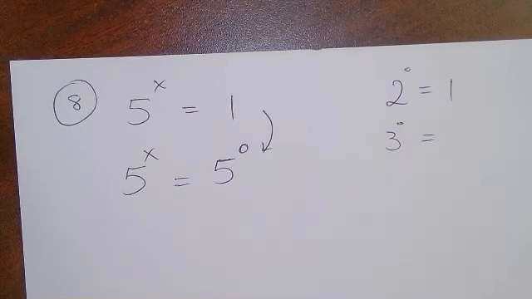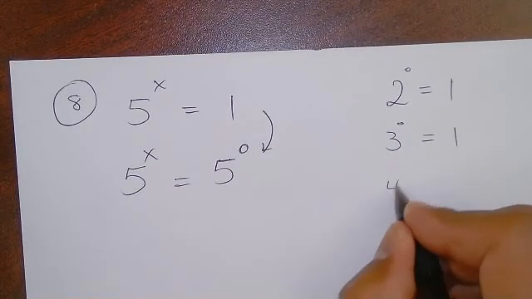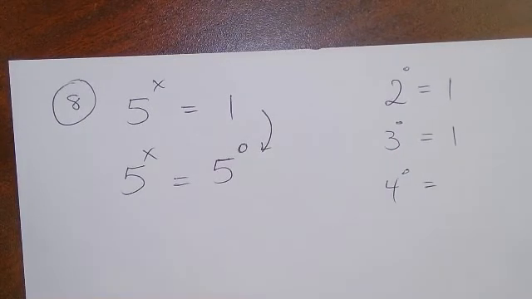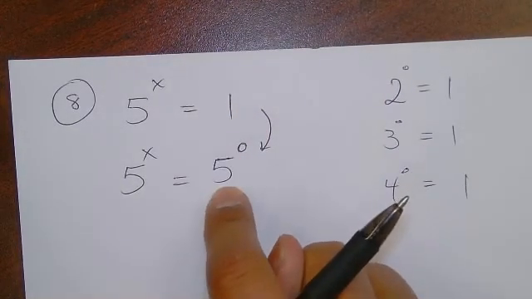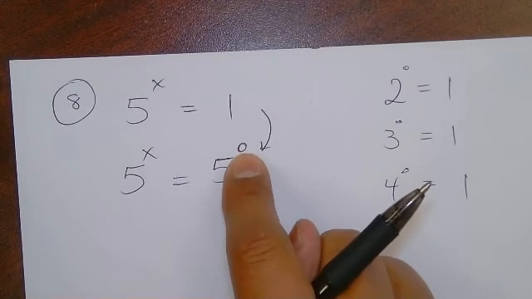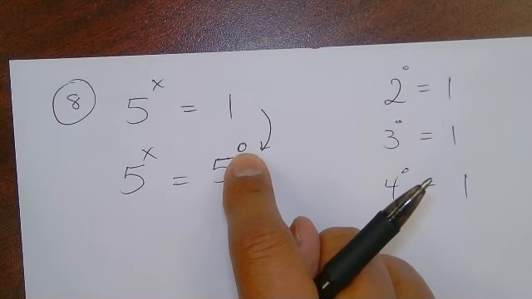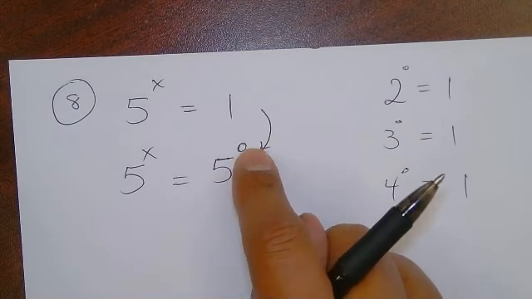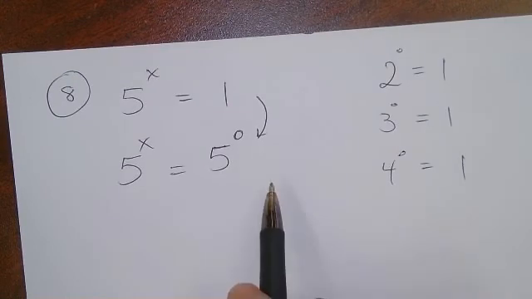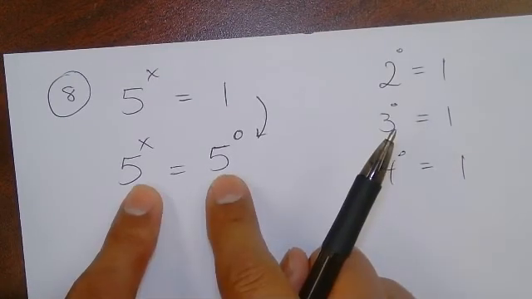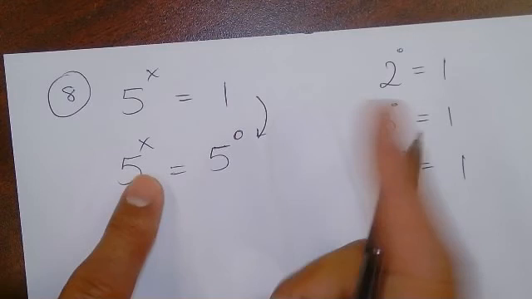When you see a 0 power, 2 to the power of 0, what's the answer? 1. 3 to the power of 0, what's the answer? 1. 4 to the power of 0, what's the answer? 1. Or going backwards, when you have a 1, you could write it with any base and put what exponent? A 0. With any number? Like 100,000. Yeah, you can. That'll be 1.